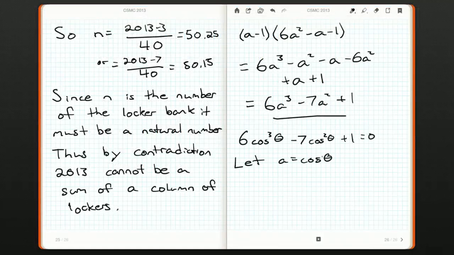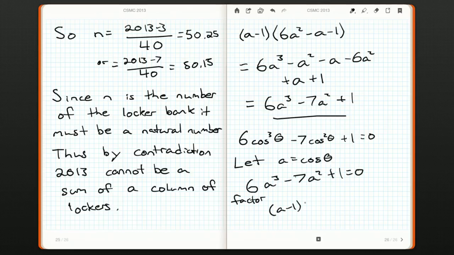So we can redefine cos theta as a. Okay, so what does that turn this into? It turns into solving 6a cubed minus 7a squared plus 1 equals 0. The exact polynomial we had in the first part, and we know we can factor it into (a minus 1)(6a squared minus a minus 1) equals 0. Okay, so that tells us either a minus 1 is equal to 0 or 6a squared minus a minus 1 equals 0. We have those two possibilities.